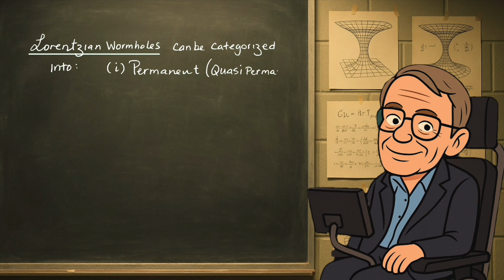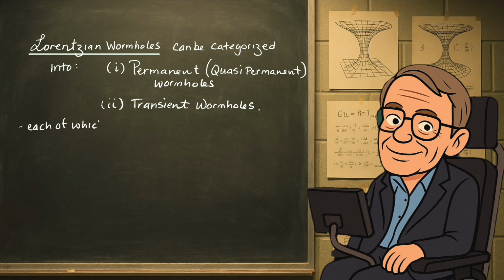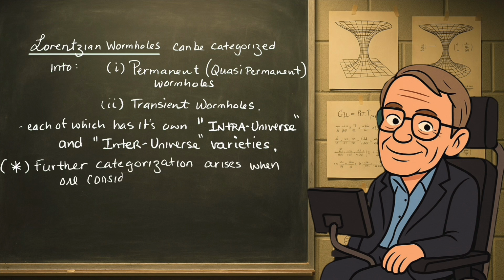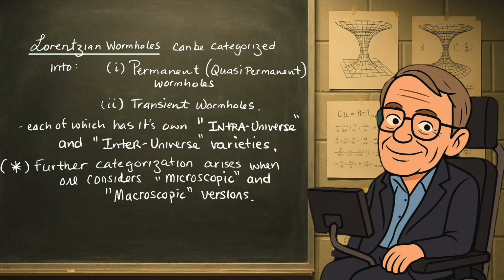Lorentzian wormholes can be categorized into two classes: permanent and transient wormholes, each of which has its own intra-universe and inter-universe subspecies, depending on whether or not the wormhole connects distant regions of one universe to itself, or connects different universes in the so-called multiverse. Further categorization arises when one considers microscopic and macroscopic varieties.